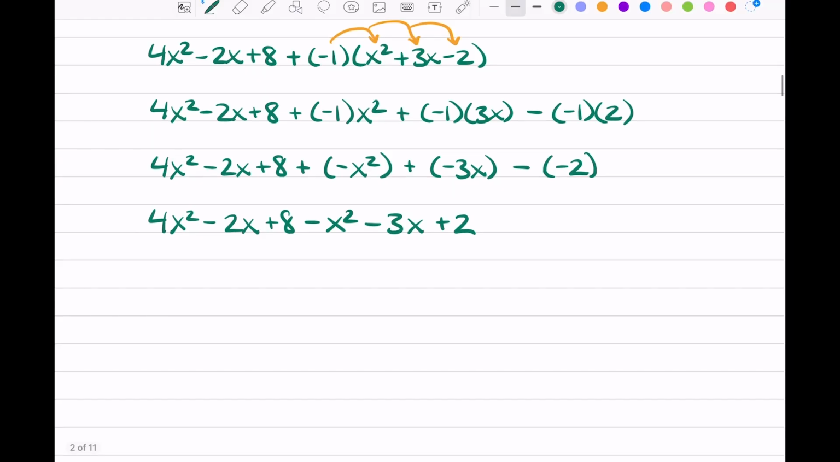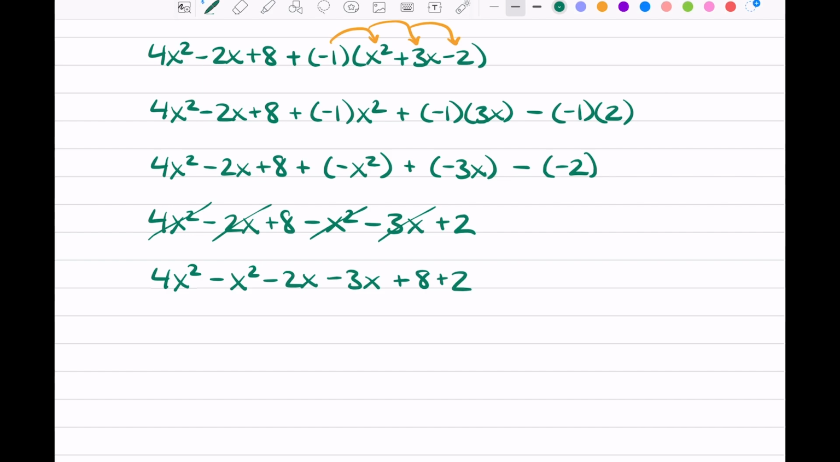Now we just need to get our similar pieces together. We have some x squareds, some x's, and some constants. So we'll rewrite this as 4x squared minus x squared. So we've grouped our x squareds together. Then minus 2x minus 3x. That groups our x's. And then we have plus 8 plus 2.